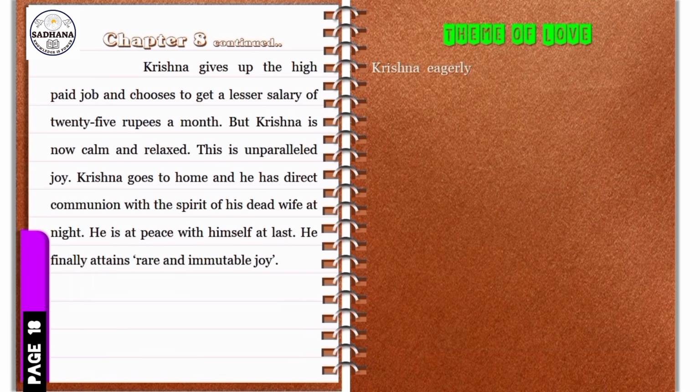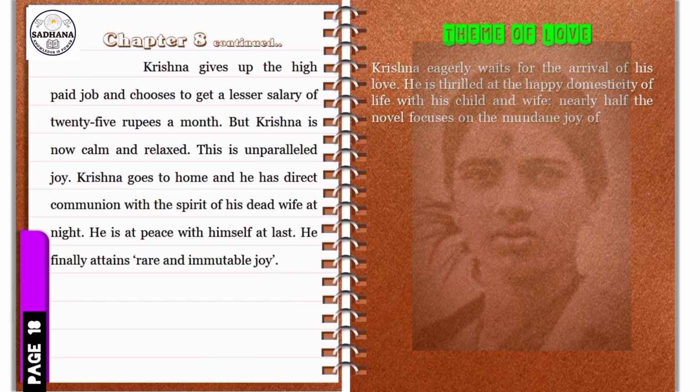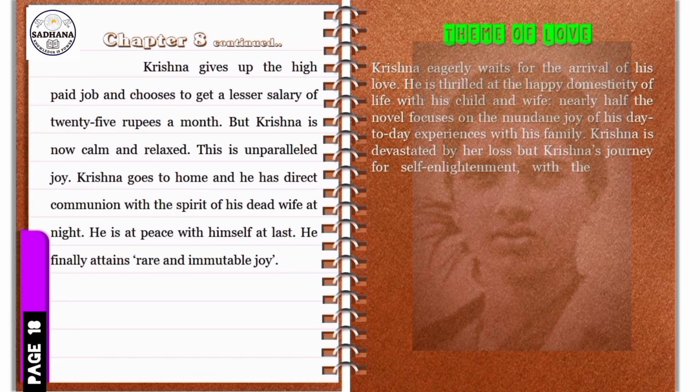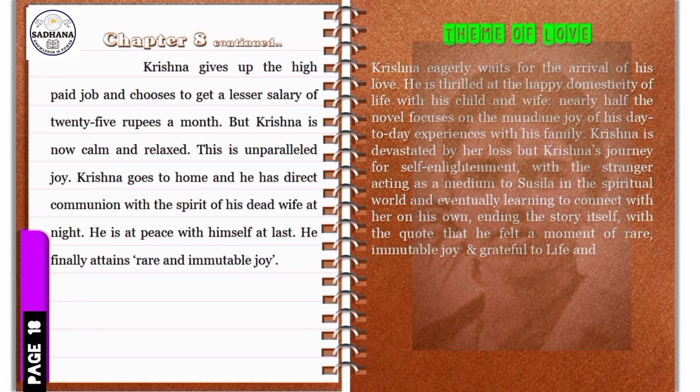Theme of love. Krishna eagerly waits for the arrival of his love. He is thrilled at the happy domesticity of life with his child and wife. Nearly half the novel focuses on the mundane joy of his day-to-day experiences with his family. Krishna is devastated by her loss, but Krishna's journey for self-enlightenment, with the stranger acting as a medium to Sushila in the spiritual world and eventually learning to connect with her on his own, ends the story itself, with the quote that he felt a moment of rare, immutable joy and was grateful to life and death.